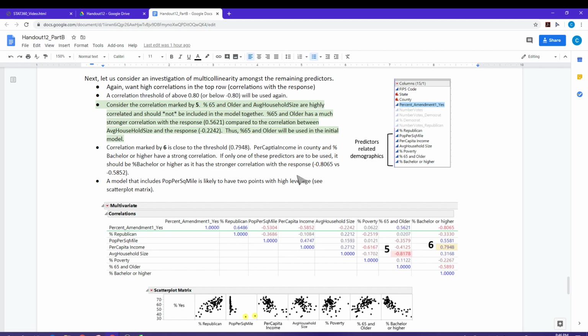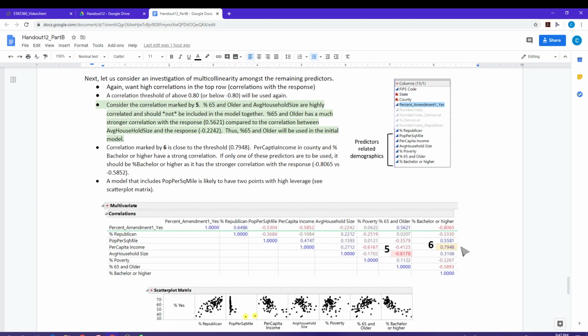Okay. So I need to decide which one of those two I'm going to use in my model. I'm going to pick percent 65 and older because it has a correlation with the response of 0.56, whereas average household size only has a correlation of negative 0.22. So I'm going to use percent 65 and older in my model.